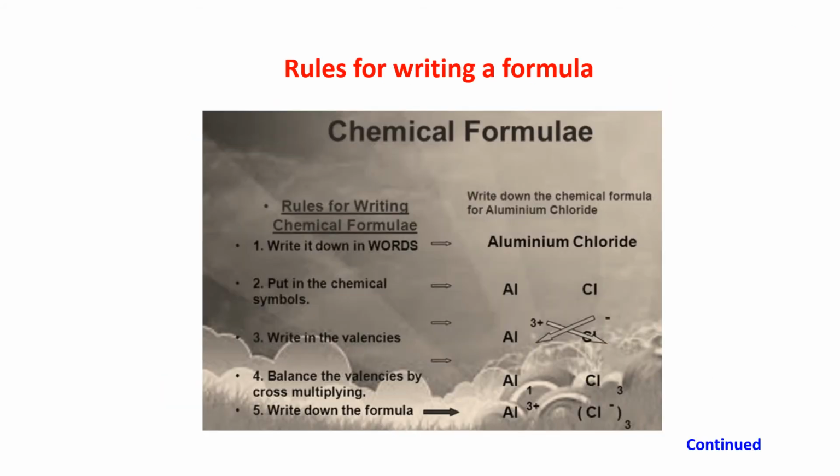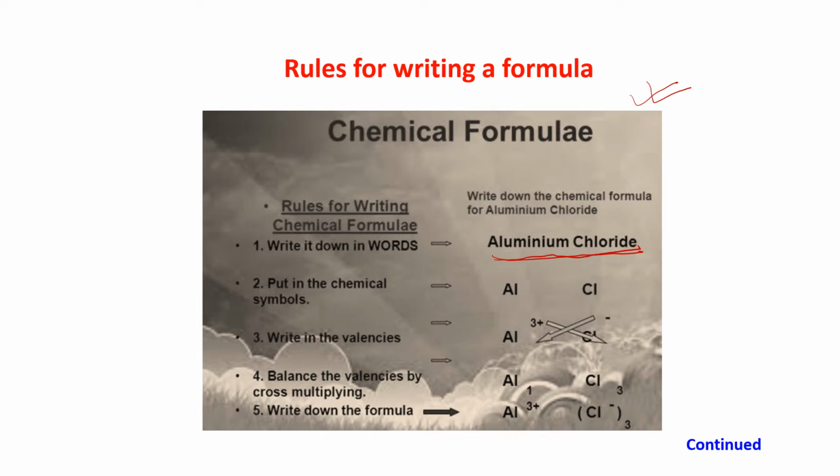Now a very important thing: how to write the formula of a chemical compound, which is known as the chemical formula. There are certain rules for writing the chemical formula. Suppose I want to write the formula of the compound aluminium chloride. So what are the things that you have to do?